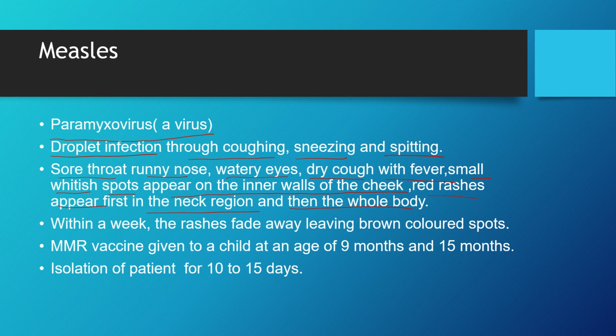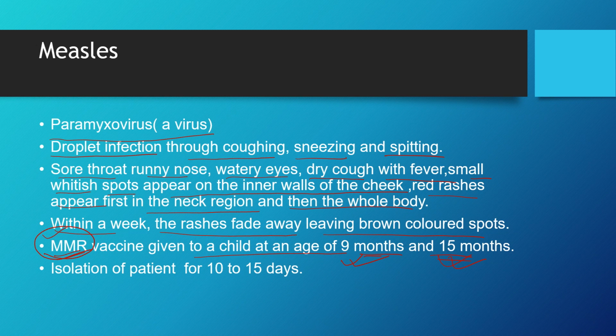In measles, within a week or 7-8 days the rashes fade away, leaving brown colored spots on your skin. And what is the prevention? Generally the MMR vaccine, for mumps, measles and rubella. This is the vaccine name. The MMR vaccine is given to a child at the age of 9 months and 15 months, so it is given twice. The first one is given at 9 months and the booster dose is given at 15 months. Okay, is it clear?